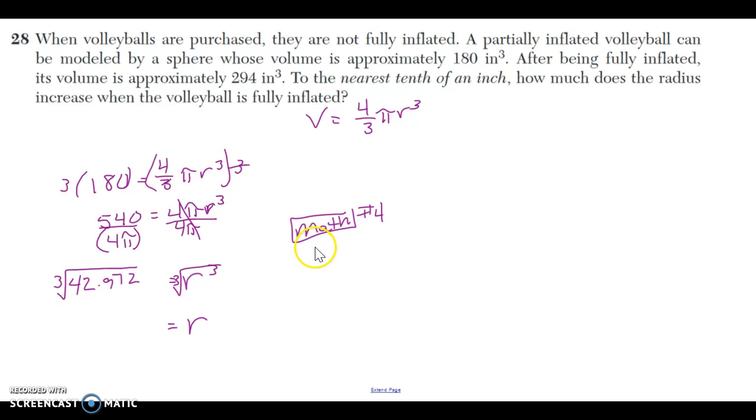And so you would do Math 4 and then just type in the number 42.972, and you get 3.5. That means 3.5 times 3.5 times 3.5 should give you approximately 42.972. All right, so that's your first radius, and then you're going to go ahead and solve for r with the second volume.